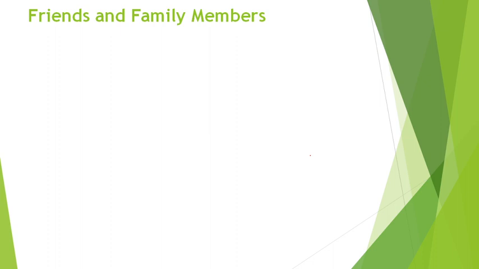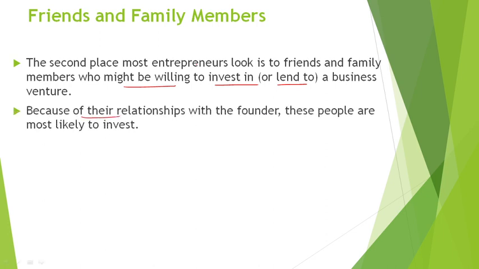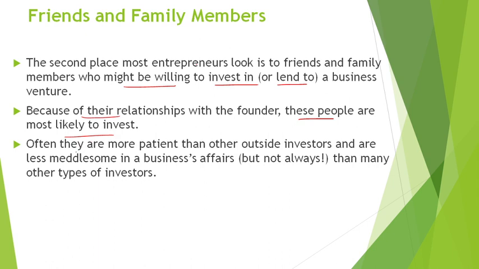Next we go to money from friends and family members. The second place most entrepreneurs look is to friends and family members who might be willing to invest in or lend to a business venture. Because of their relationships with the founder, these people are most likely to invest. Often they are more patient than other outside investors and are less meddlesome in business affairs, but not always, than many other types of investors.